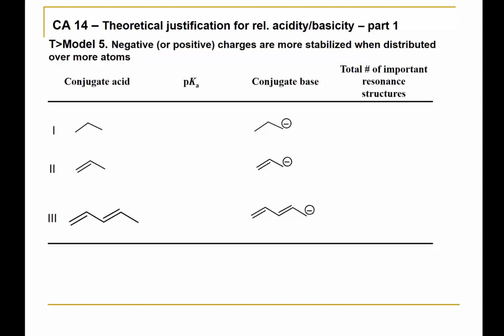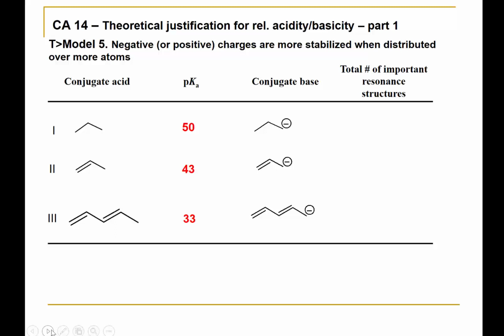Now, we've already talked about the fact that the conjugate base, number 3, has actually 3 important resonance forms. And we've also talked about the fact that resonance forms are stabilizing of a negative charge. So I would argue that the conjugate base that has the most resonance forms would be the most stabilized, and therefore that would correspond to a lower pKa.